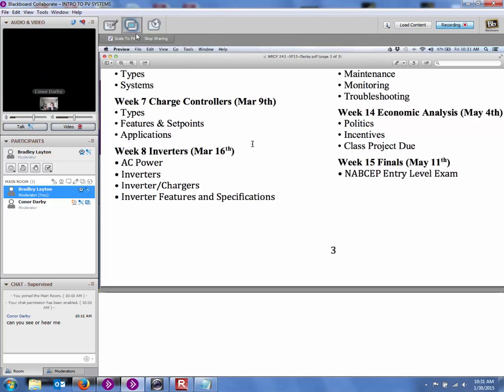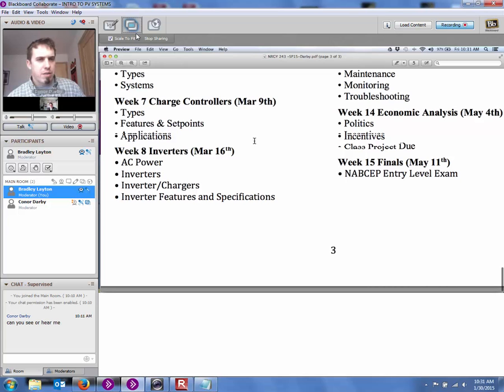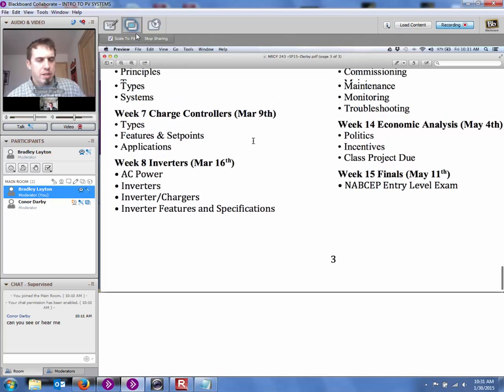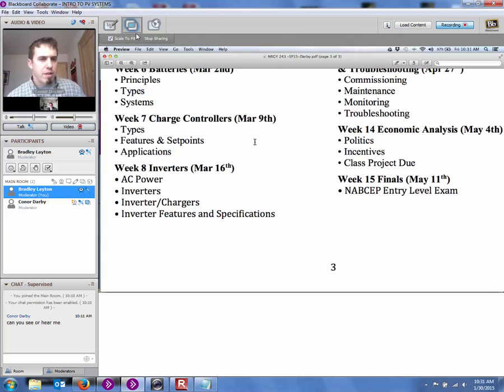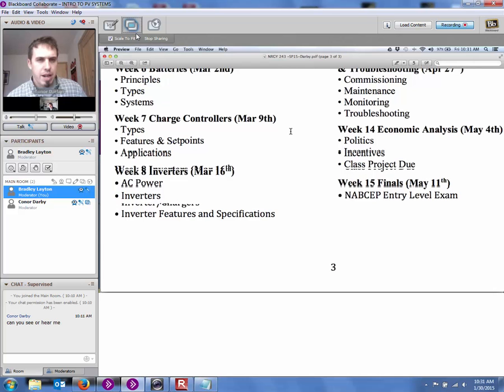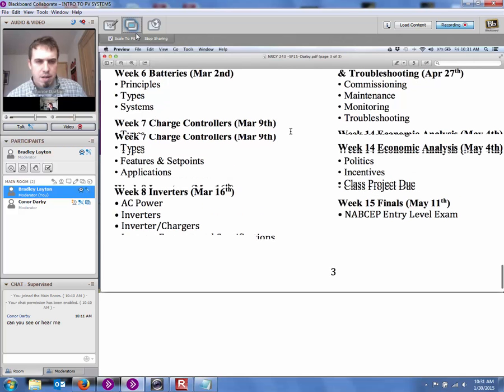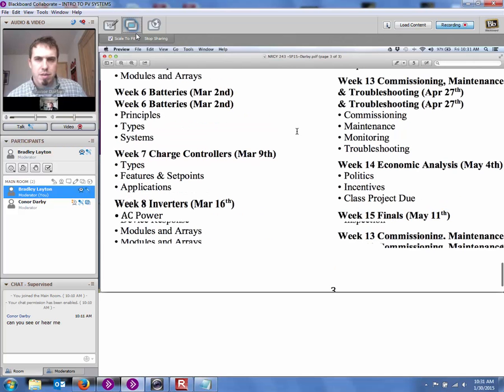Charge controllers, week 7. Inverters, week 8. Those are two of the major balance of systems components for photovoltaic systems that are critically necessary for being able to utilize PV electricity for different applications.